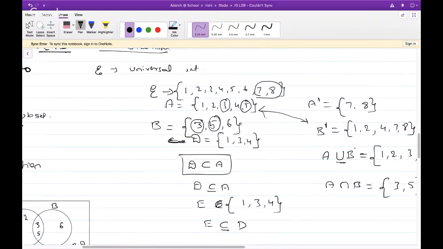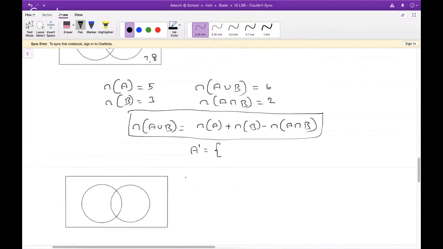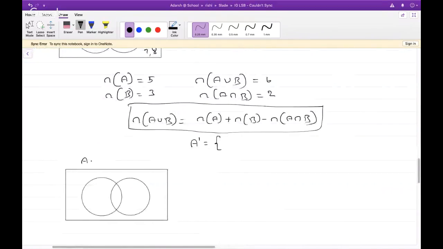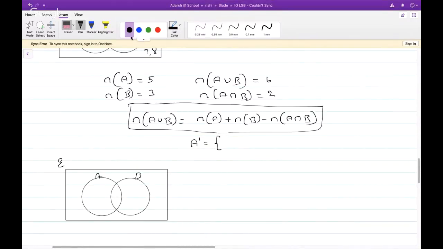Hope this is clear. Then, if the question is to shade the region of A union B, this is A, this is B, and this is your universal set. If they ask you to shade A union B, you have to shade A and B together. So this entire region will be shaded.